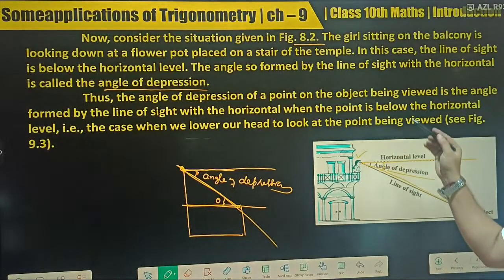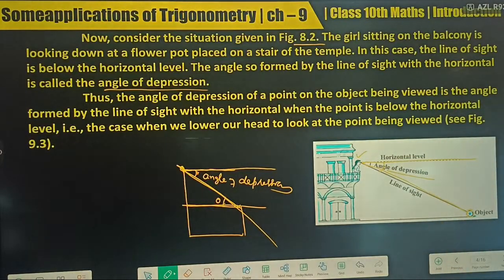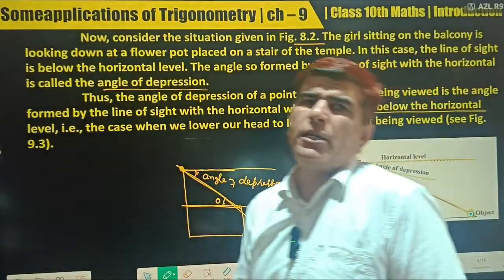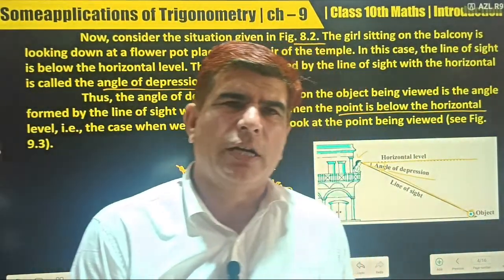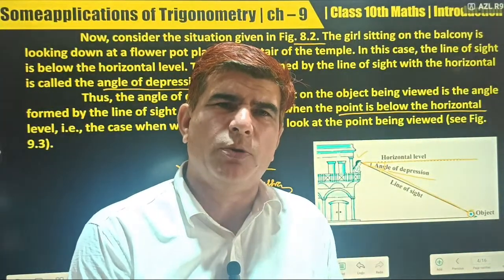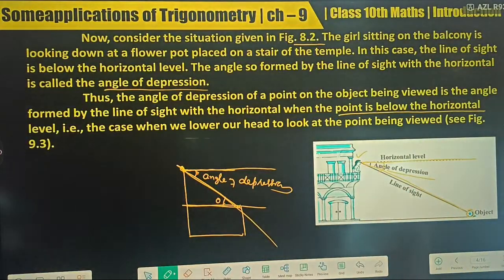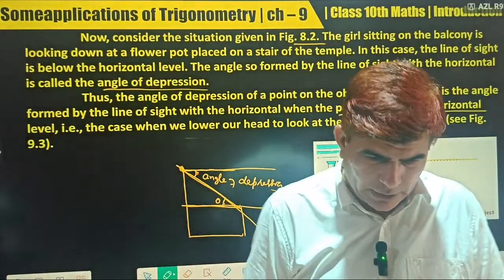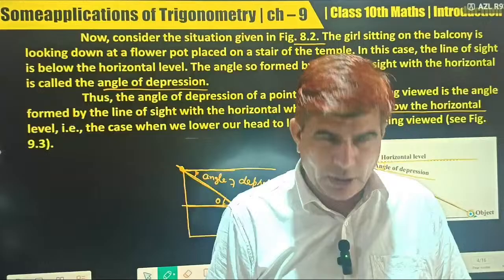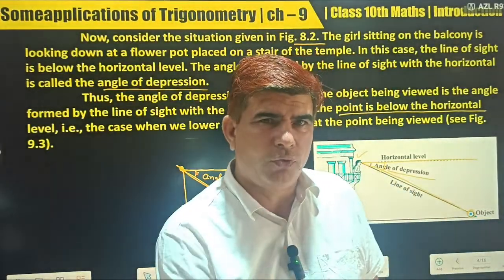The angle of depression of a point on the object being viewed is the angle formed by the line of sight with the horizontal when the point is below the horizontal level. If the point is above the horizontal level, then it is the angle of elevation. If the point is below the horizontal level, then it is known as the angle of depression. Understood? That is the case when we lower our head to look at the point. It means we are looking downside, we are lowering our head like this. That means angle of depression, and if you are looking upside, that is the angle of elevation.